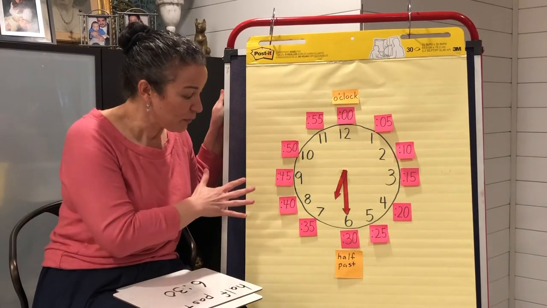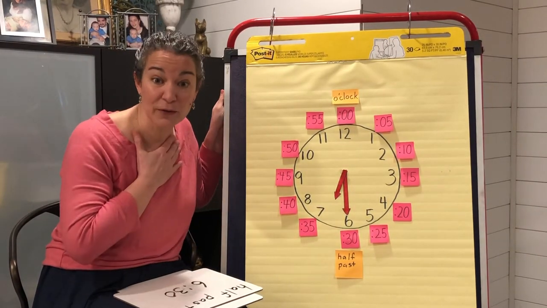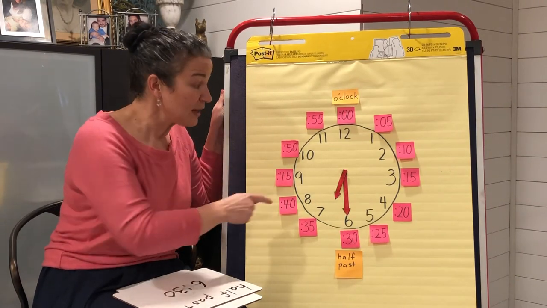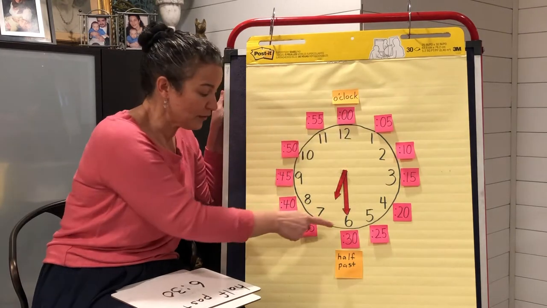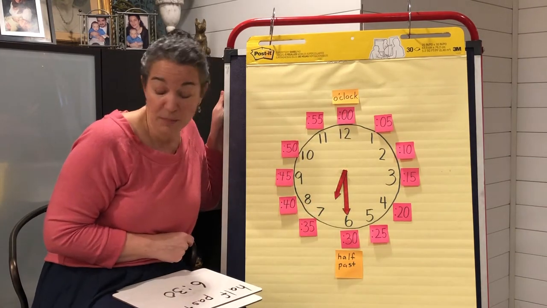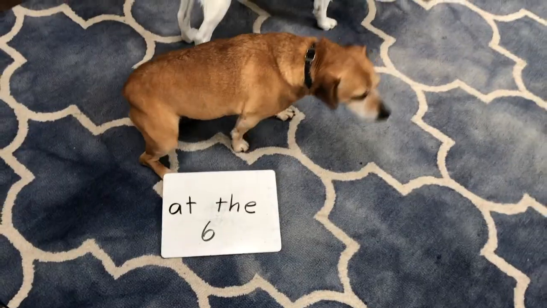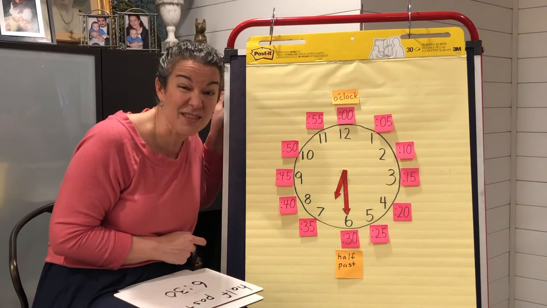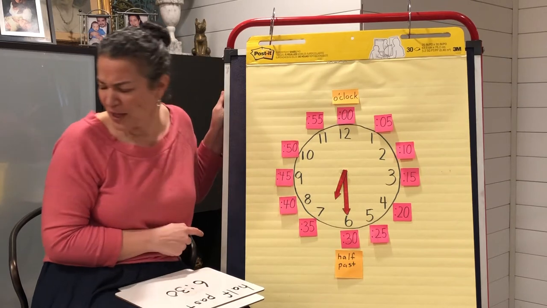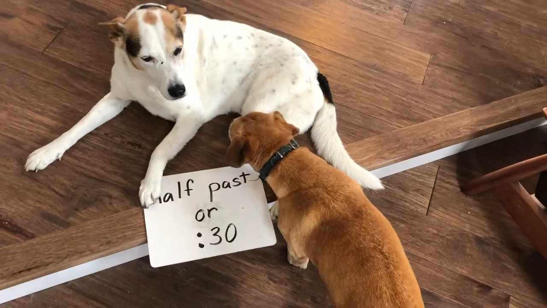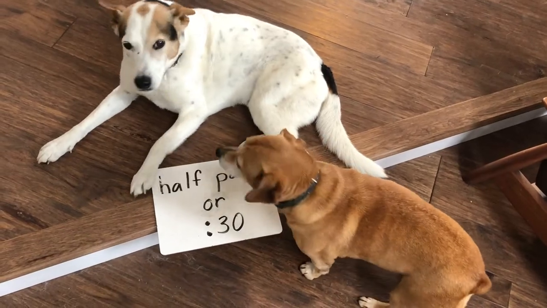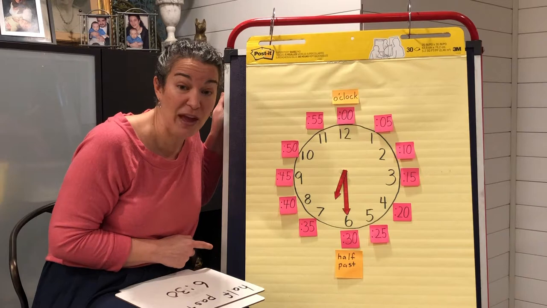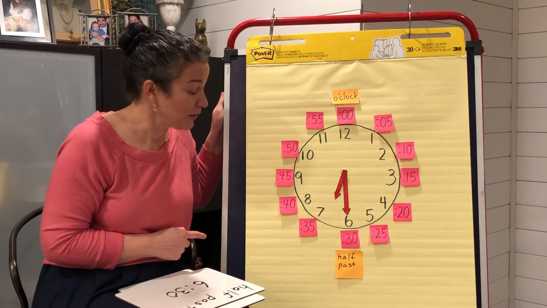All right, my friends, I've put a new time on our clock. Let's see if we can figure out what it is. Again, start with those two questions. First, is the minute hand pointing up at the 12 or is the minute hand pointing down at the 6? Penny, what's the minute hand pointing at? Penny says the minute hand's pointing at the 6. Penny, what does that mean? Penny says that means we have to say half past or 30. All right, my friends, so let's figure it out.